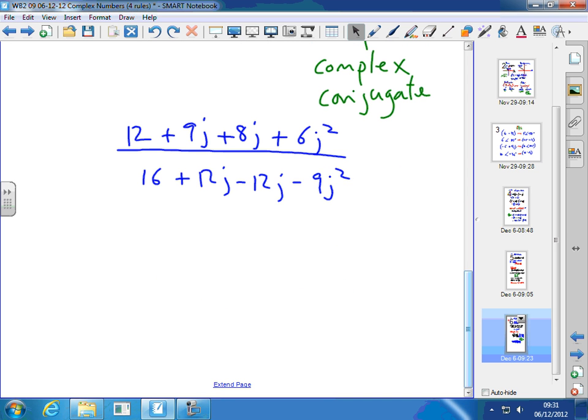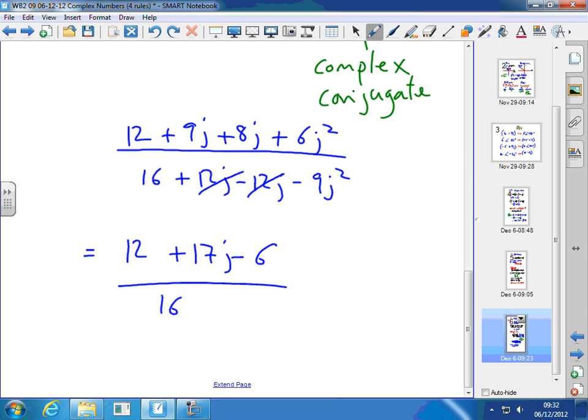So we just multiply it like we did in the multiplication. Collect together imaginary numbers on the top here. And remember that j squared is minus 1, so that changes this sign from a plus to a minus 6 at the end. And we end up with 12. 9 plus 8 is 17j minus 6 over 16 minus 9, the j's have gone, minus 9 times minus 1 is plus 9.